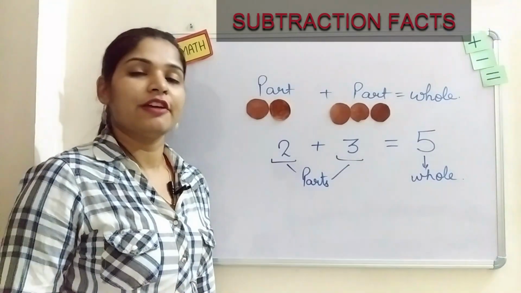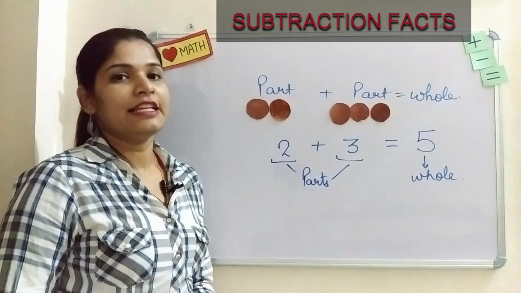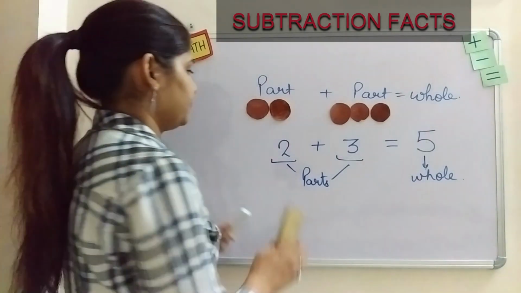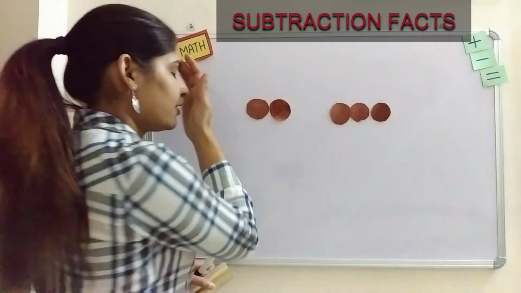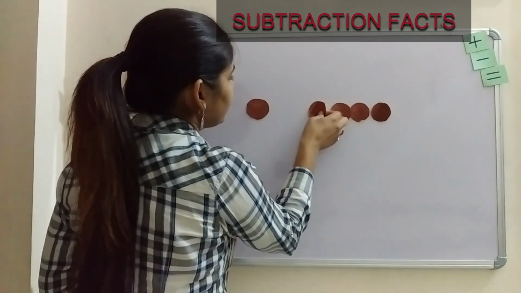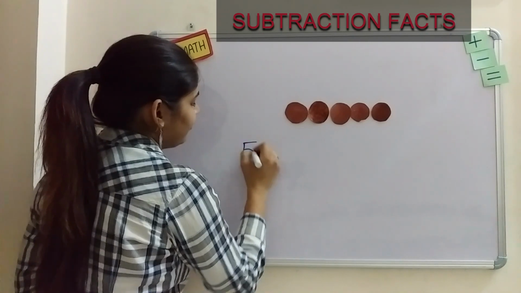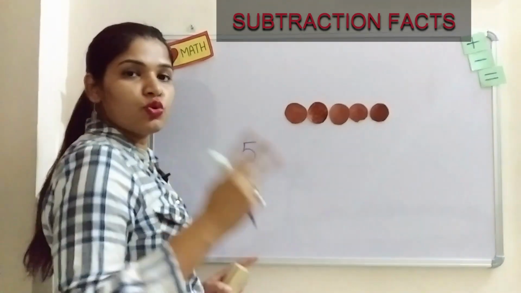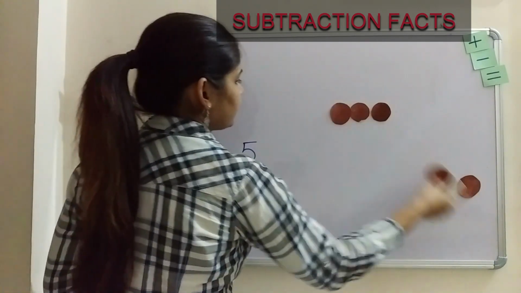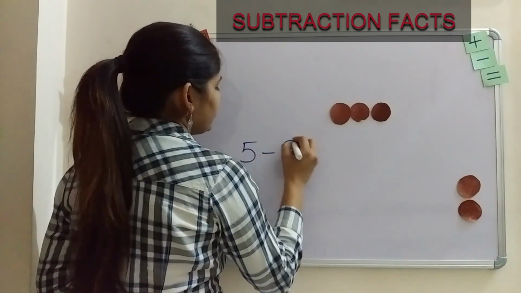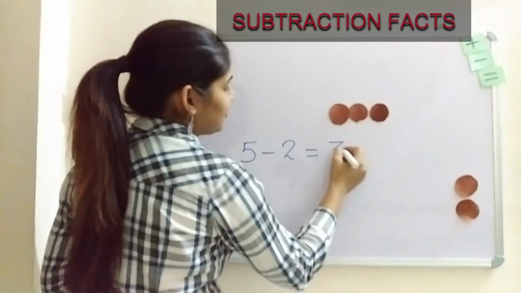But what if we do the same in the subtraction fact? Let us see how it will work. So with the same equation, let us check. If we have the total as 5, and if I take away 2 from it, so I will get how many? Yes, 3 will be left.